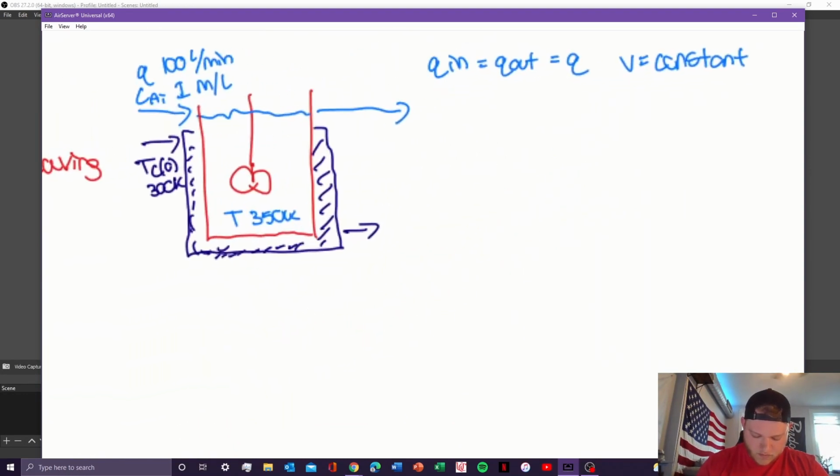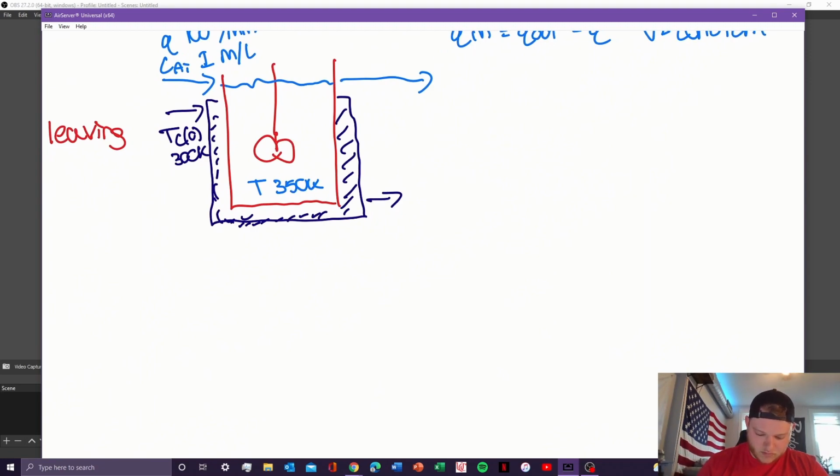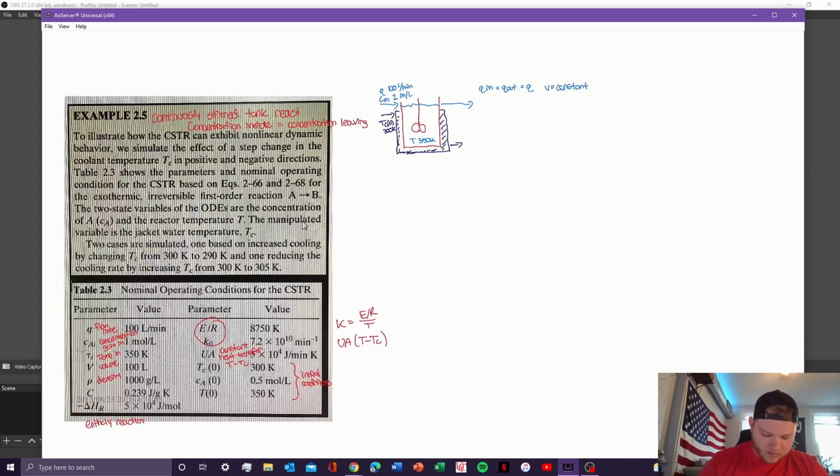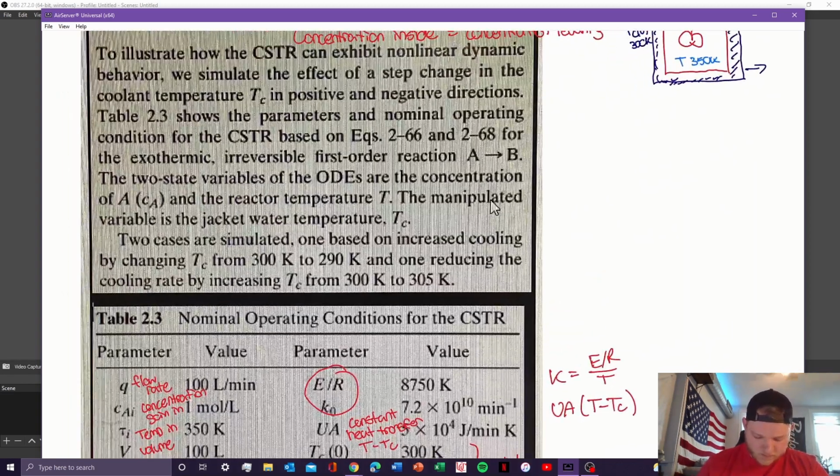So the first thing we want to do is we need to figure out the concentration and the temperature. These are our two variables. So let's work on concentration first.